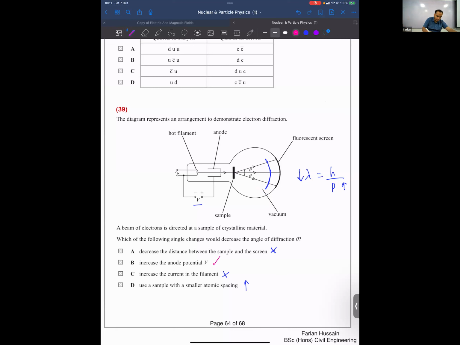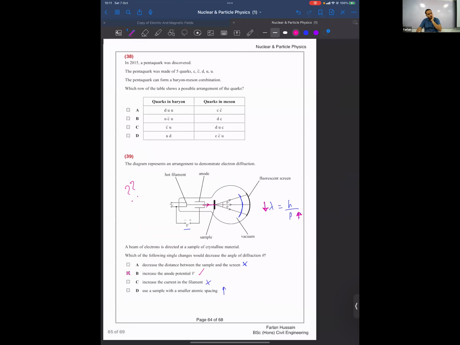The reason: if you increase the anode potential, by the time the electrons get here, their speed will be more. The speed is more means their momentum will be more. Their momentum is more means their wavelength will be less. Okay. So then I go with the answer B, but anyway, I will check on this and get back to you. I will go with B for now. The 40th one.